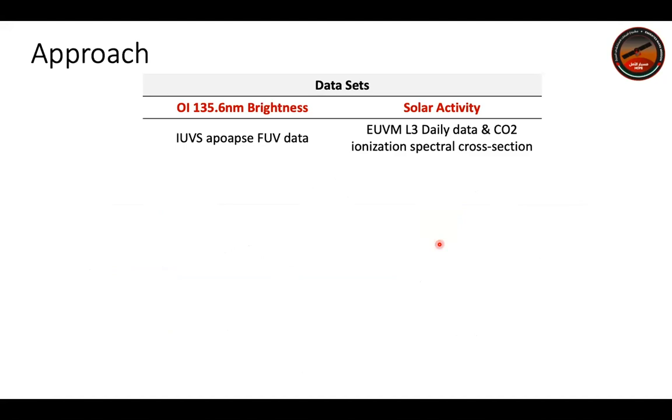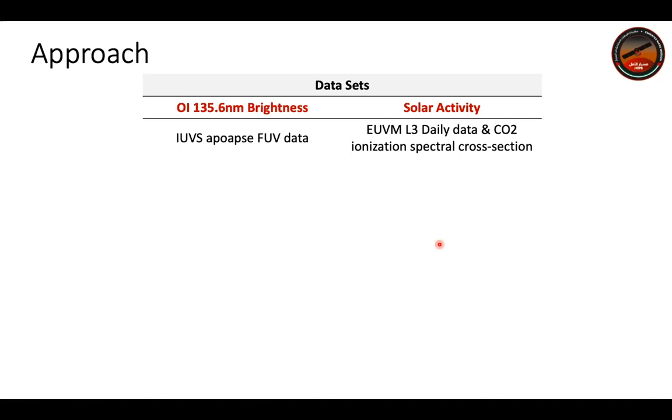Okay, so what kind of data did I use in my research? Two different data sets. One is for the oxygen brightness. For the oxygen brightness, as I mentioned, I use IUVS apoapsis far ultraviolet data from the MAVEN mission. And for the solar activity quantification, I use EUVM level 3 daily data. This is from the MAVEN mission as well. And supplementary to this information, I had the CO2 ionization spectral cross-section.